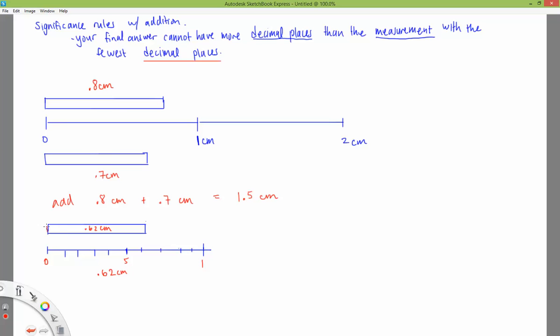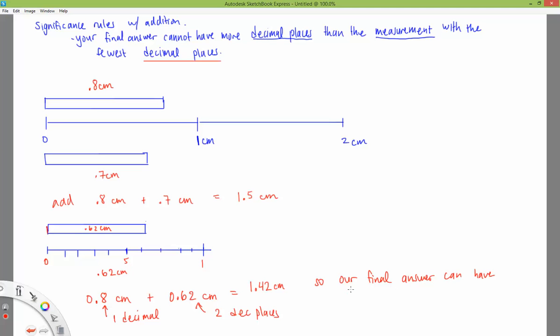So if I took this piece and added it to this one, we have 0.8 centimeters plus 0.62 centimeters. What is my end result here? When I punch it into the calculator, I get 1.42 centimeters, but we are only allowed to have one decimal place. Over here I have two decimal places. So our final answer can have only one decimal place, and that will be 1.4 centimeters.